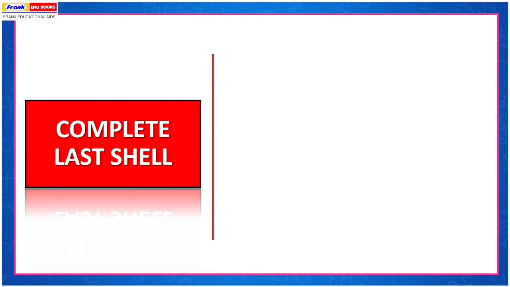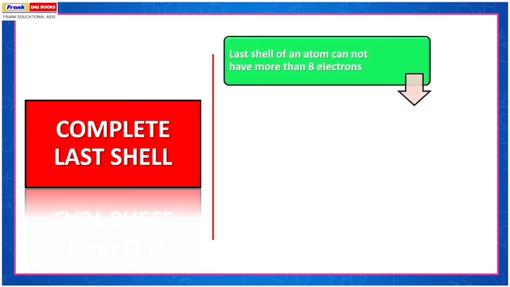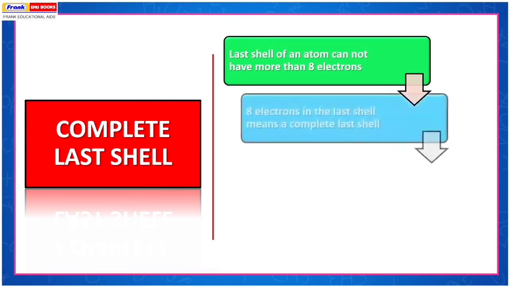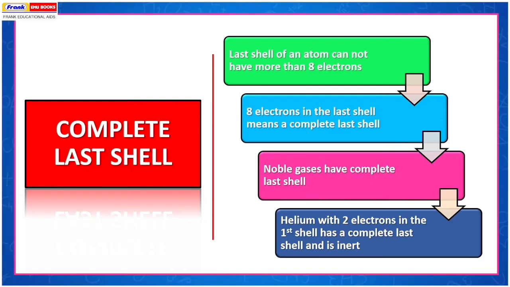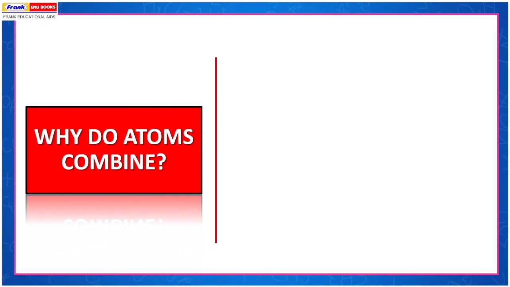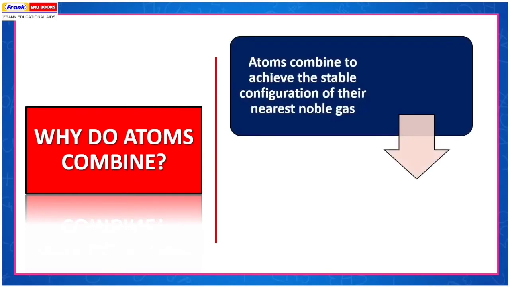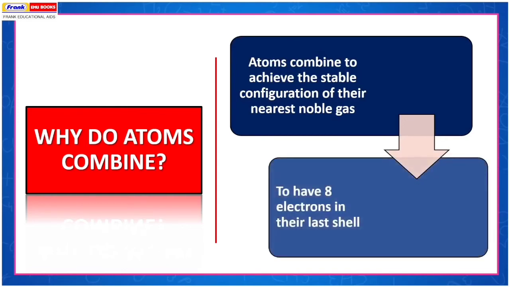Complete last shell. The last shell of an atom cannot have more than 8 electrons. 8 electrons in the last shell means a complete last shell. Noble gases have a complete last shell. Helium, with 2 electrons in the first shell, has a complete last shell and is inert. Why do atoms combine? Atoms combine to achieve the stable configuration of their nearest noble gas, to have 8 electrons in their last shell.